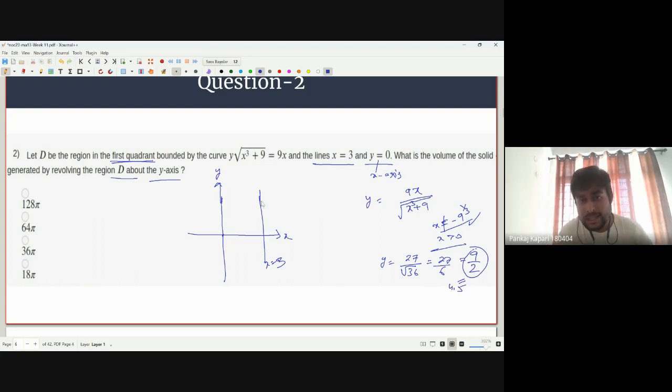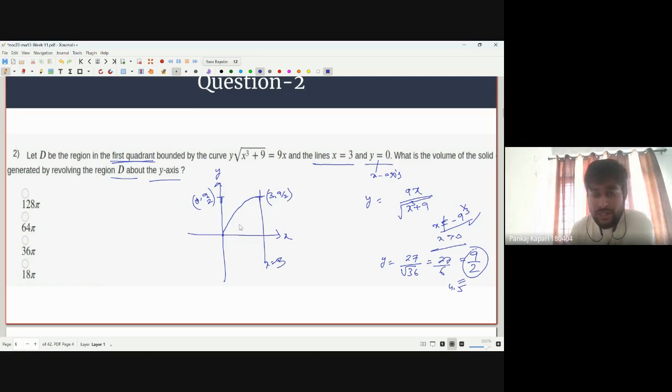Okay, so when x is 3, this is some curve which intersects the x equal to 3 line at y equal to 9 by 2. So this is 3 comma 9 by 2. This point is 9 by 2, 0. So our curve lies in between. We don't know exactly how this curve looks, but that doesn't matter. Still, we can find the volume. Let's say it looks like this.